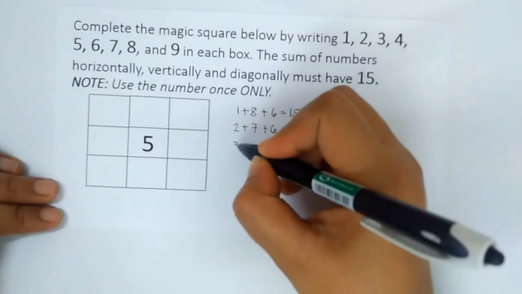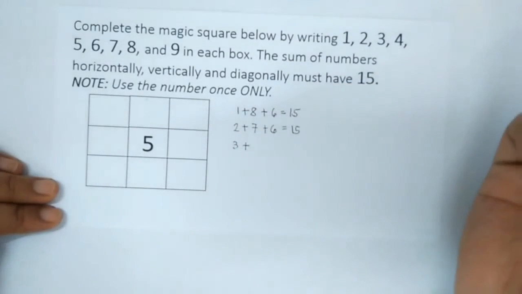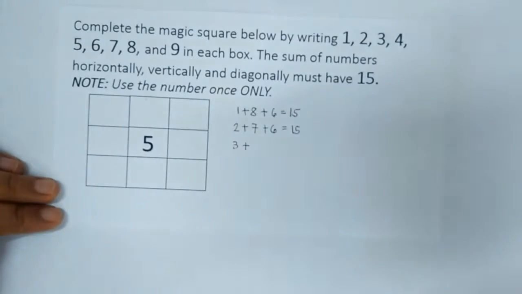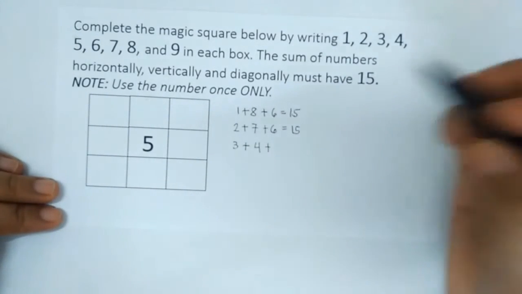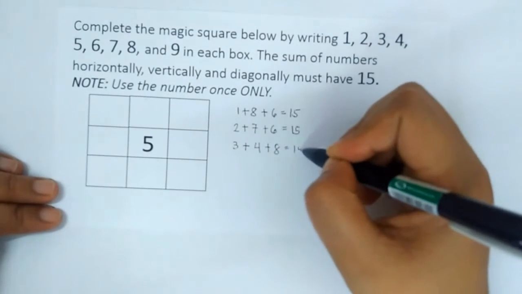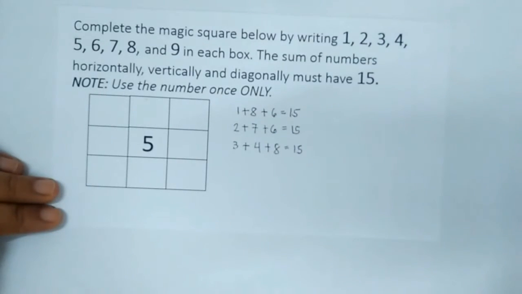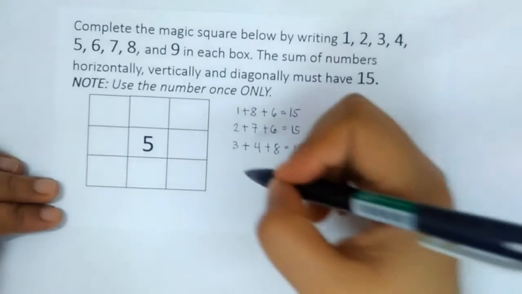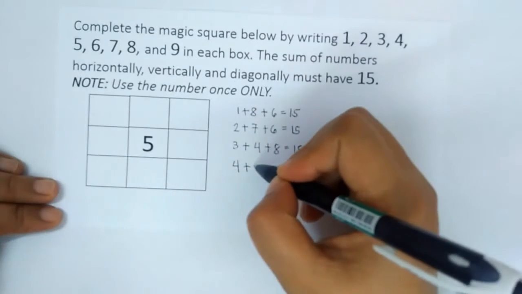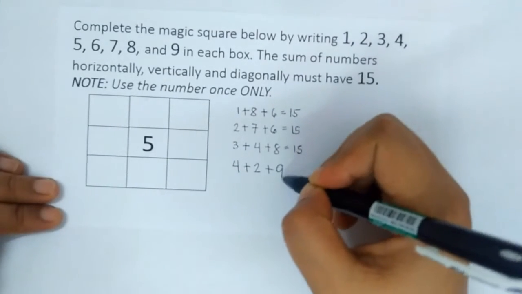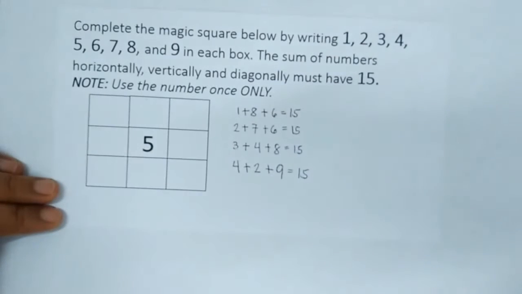3 plus 4 plus 8, very good, equals 15. Let's think again. Very good. 4 plus 2 plus 9 is equal to 15.